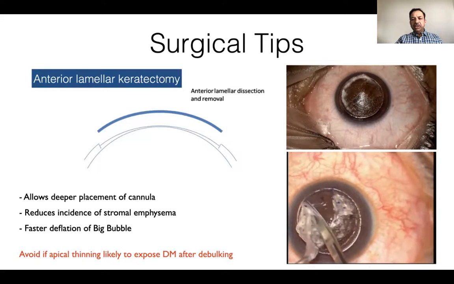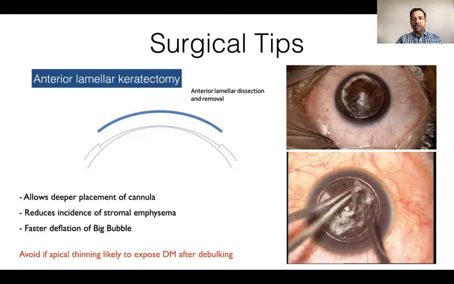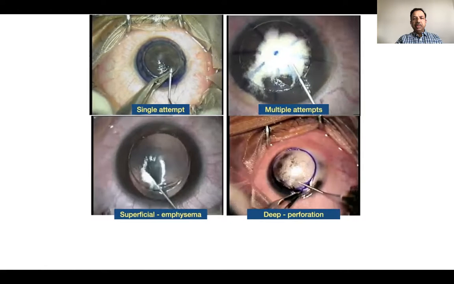If the apex is very thin, then you do the debulking but avoid exposing the apex. Otherwise, when you inject air, the air will tend to come out anteriorly.